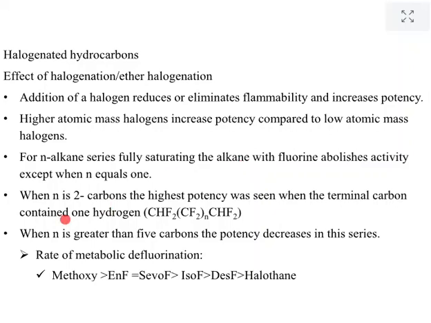When N is 2 carbons, that is this N here, the highest potency was seen when the terminal carbon contained one hydrogen. In other words, when that was a 2, it was found that if this carbon also retains a hydrogen and that carbon also retains a hydrogen, then there was maximum activity. Sometimes that is not followed to the letter. You might find that this is a trifluoromethane group, but this is a difluoro. If you look at most of the compounds, even if not both carbons, at least one of them will have a hydrogen substitution.